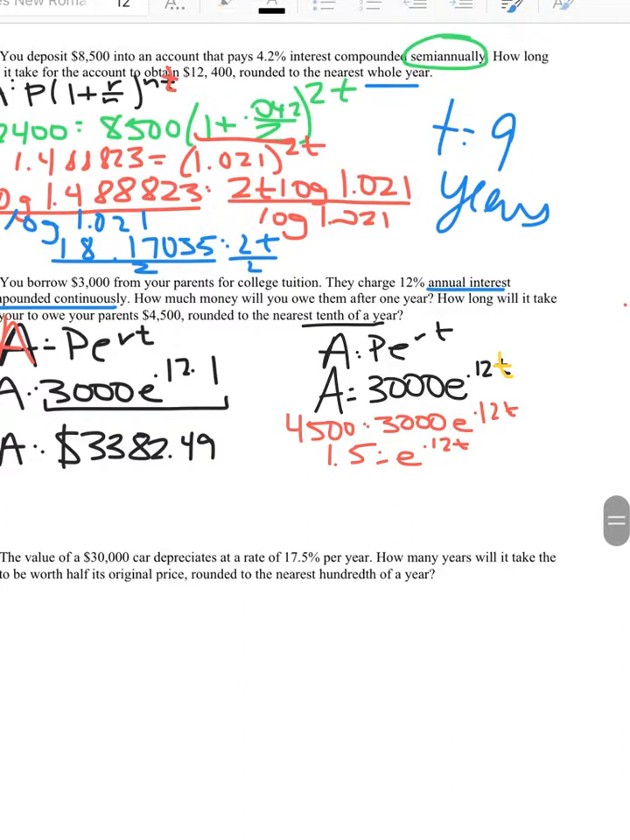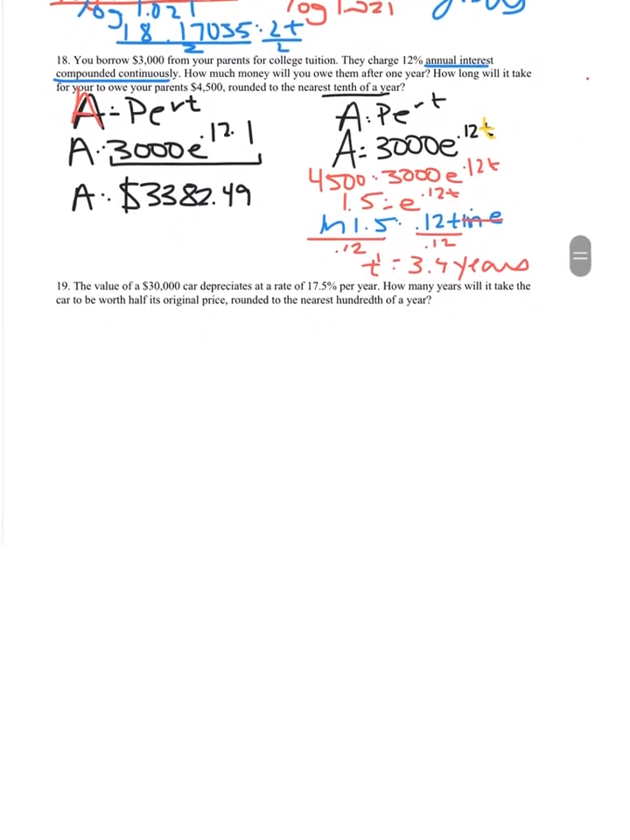So because you have an e here, it might be easier for you to take the natural log. So why don't we go ahead and do that instead? So it's going to be the natural log of 1.5 equals 0.12 t times the natural log of e. Natural log of e is just 1, so that cancels out. So all I have to do is divide by 0.12, divide by 0.12. So in your calculator, you would do the ln of 1.5, close your parenthesis, divided by 0.12, and you should get, rounded to the nearest tenth, that the time is equal to 3.4 years. And then number 19.